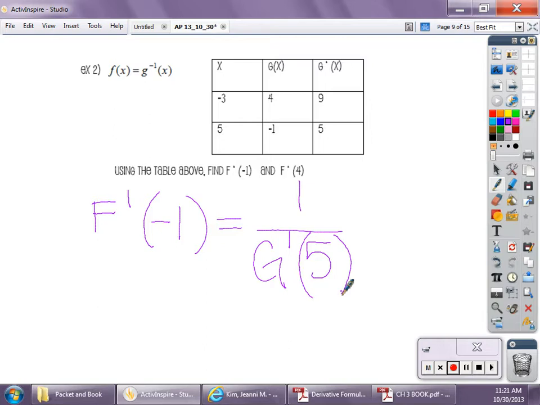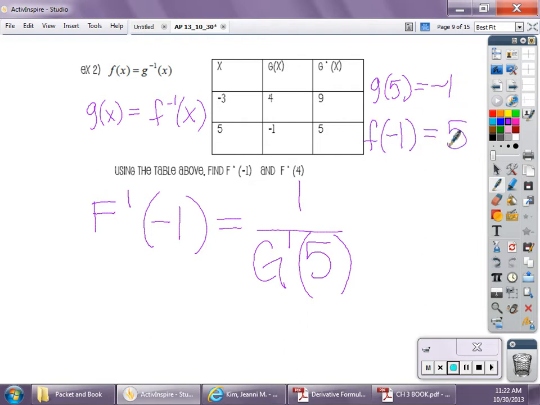No, up here I'm saying f of x is g's inverse. And that's the same thing as saying g of x is f's inverse. They work back and forth. They're inverses of each other. So here on g, actually let me do it with the second point. g of 5 equals -1. Therefore, f of -1 equals 5.